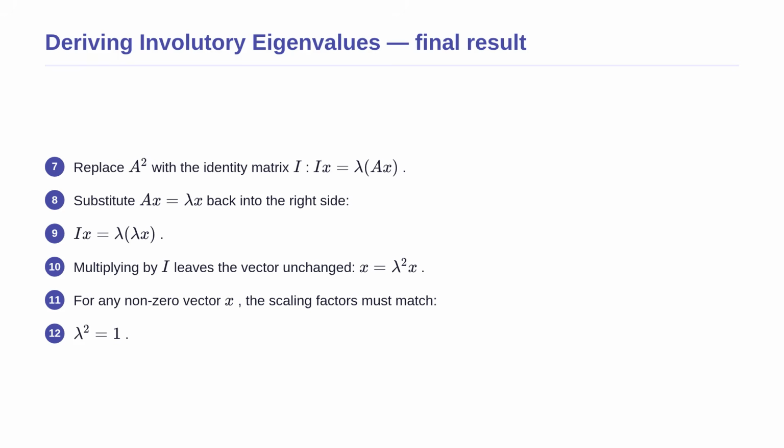Because we know A is involutory, we replace A squared on the left side with the identity matrix I. On the right side, we look at the term Ax inside the parentheses. From our very first step, we know that Ax is equal to lambda x, so we substitute that back in. Multiplying any vector by the identity matrix just leaves it unchanged, so the left side simplifies to just x. On the right, lambda times lambda gives lambda squared. For this to be true for any non-zero vector, the scaling factor squared must equal exactly 1.